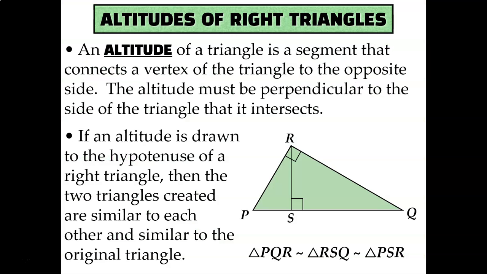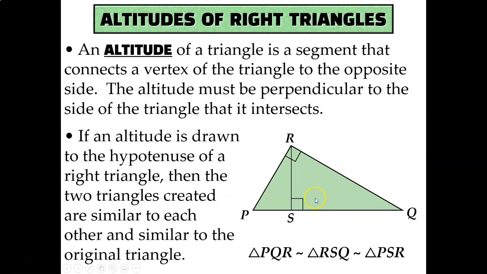An altitude is a segment that connects a vertex of a triangle to the opposite side so that the altitude and the opposite side are perpendicular. And if you draw an altitude in a right triangle, it creates three similar triangles.